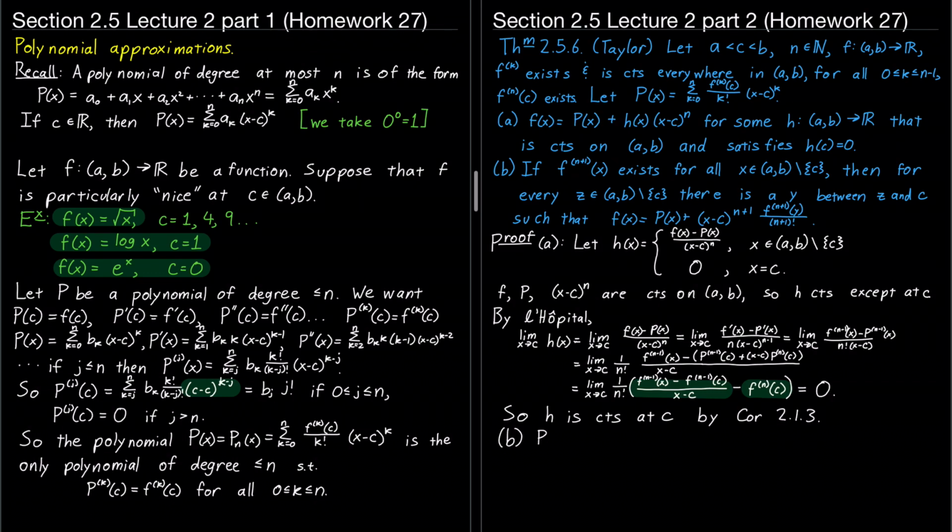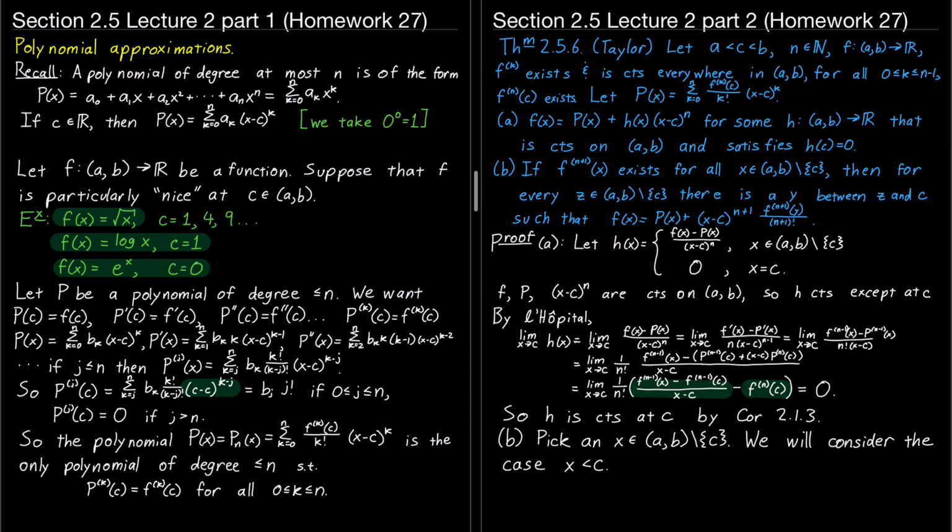So let's pick an x in this interval in the domain of our function f that's not our target point c. That's not our good point where we know our polynomial approximation matches our function perfectly, and we will consider, just for the sake of variety, the case where x is less than c.